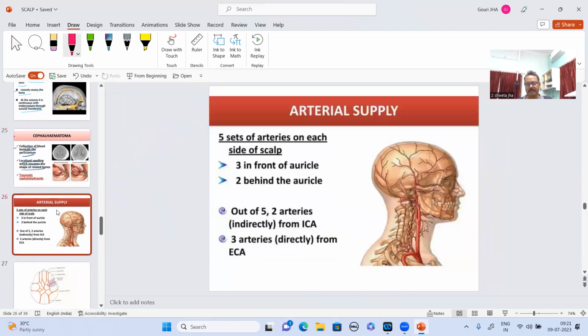Now coming to the arterial supply of the scalp. It has five sets of arteries, three in the front and two in the back. It is coming from the external carotid artery. You can see over there, this is the external carotid artery over here, and the internal carotid artery is inside.